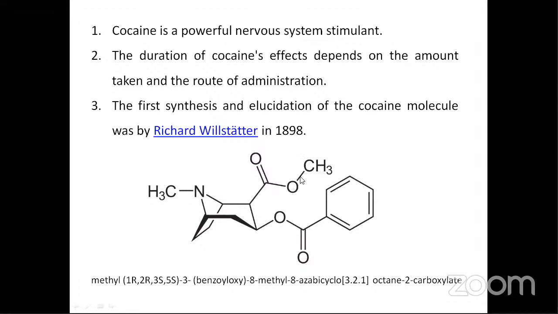Inside they have considered octane numbering 1, 2, 3, 4 like this, and 8 is there. Octane 2 carboxylate, aza bicyclo, 8 methyl, here benzoyl oxy, then methyl, this part. So like that they have given this presentation.